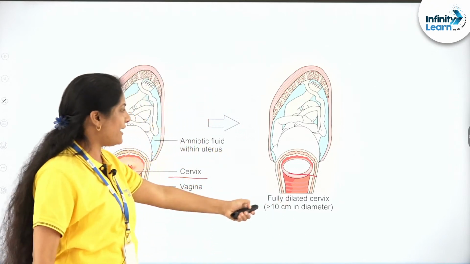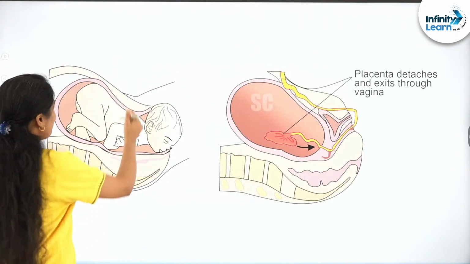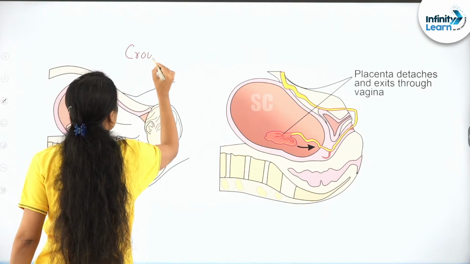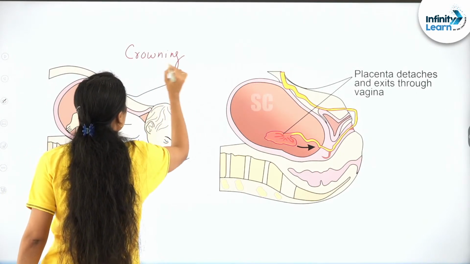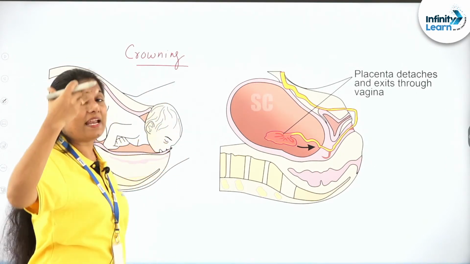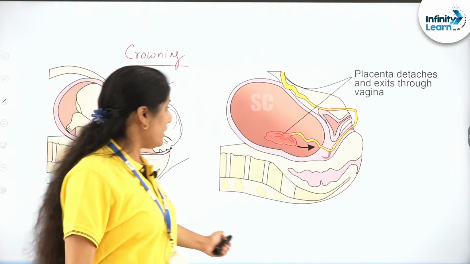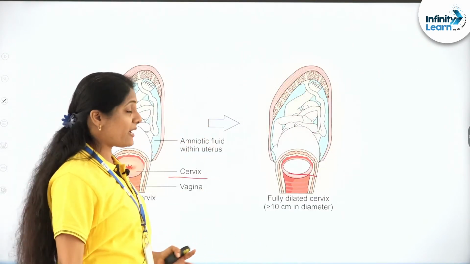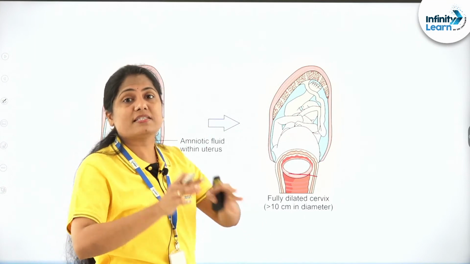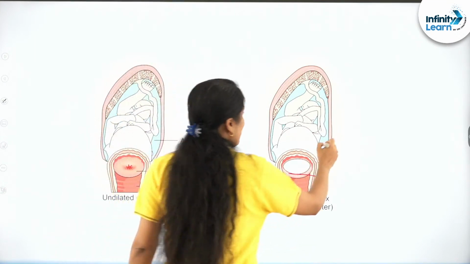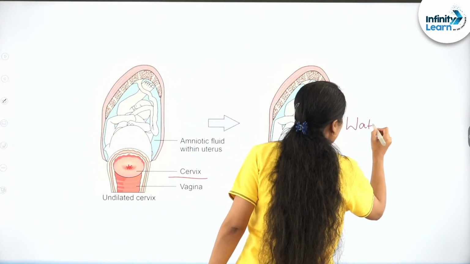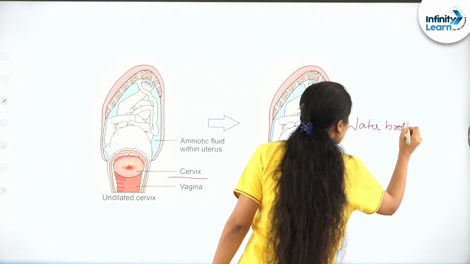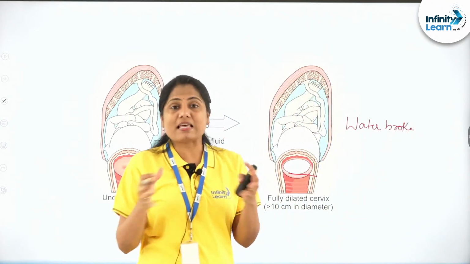And as the head comes out, that beautiful phenomenon is what is called crowning. As soon as the baby's head is seen, they say it's crowning. Even before that, when the cervix is stretched, the amniotic fluid comes out. We say water broke in colloquial language. When we say water broke, it's the amniotic fluid.